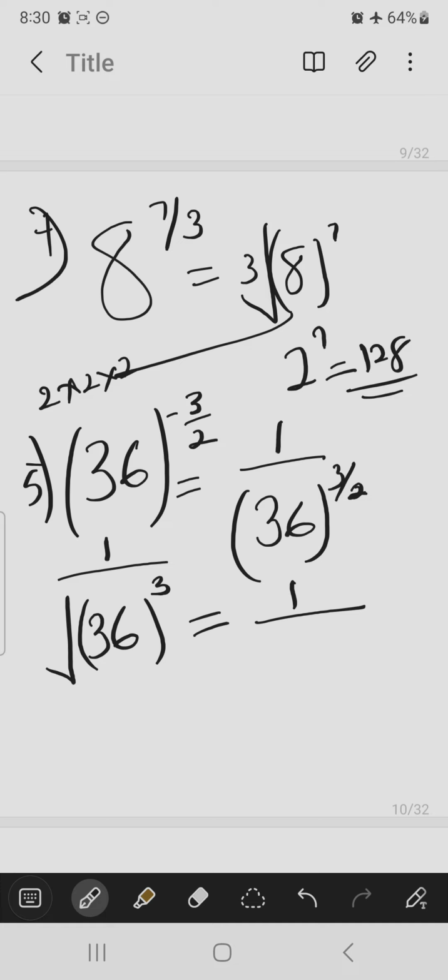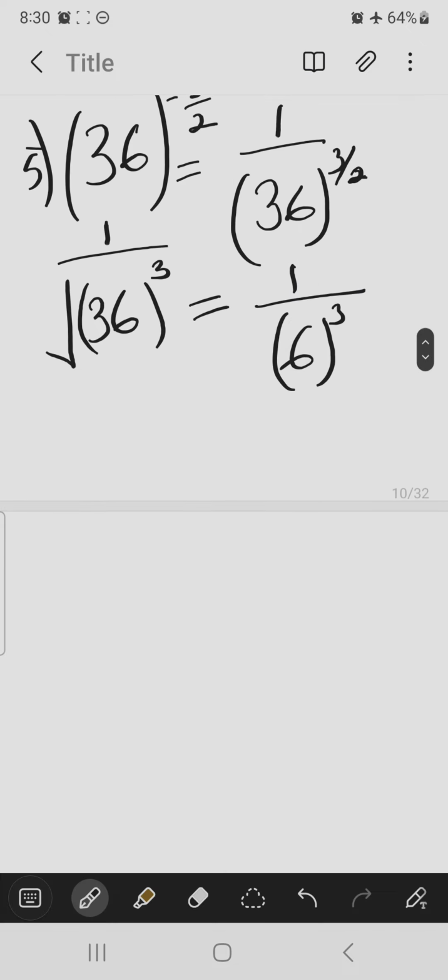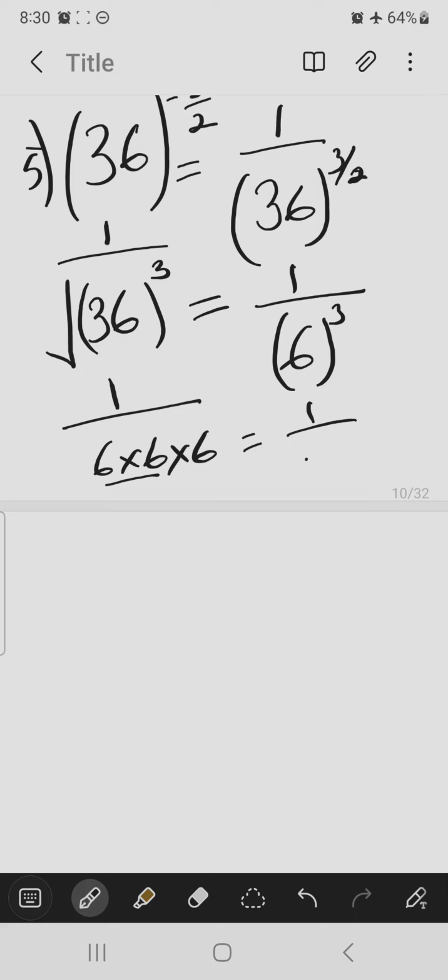This one will now be 1 over the square root of 36, which is going to be 6 times 6 times 6, all raised by 3. So this one will now be 1 all over 6 times 6 times 6. So this one will be 36, and 36 times 6 will now be what? I don't know, so you must find the answer for yourself. 1 over something. Tell me what the answer is.